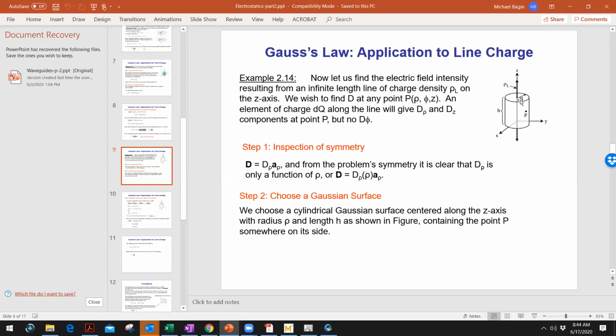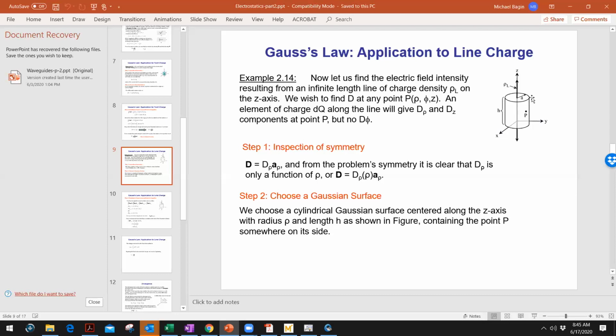You use Gauss's law to really find the D field when there's a highly symmetric situation. But this one is: if I have an infinite line charge, you all see that if I go out a distance rho from there, that line looks the same no matter what aspect angle phi I'm at. Everybody agree, right?